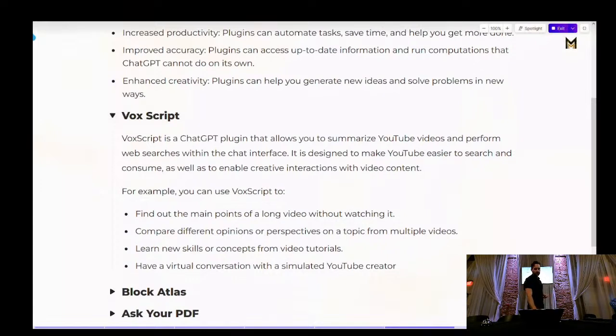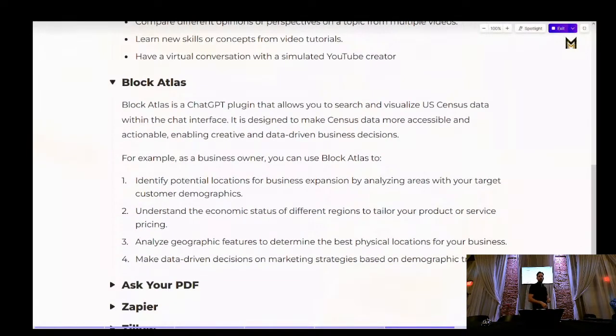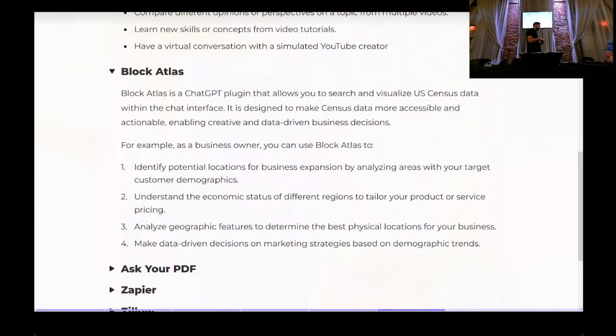The next one's Block Atlas, which pulls off of US Census data. And so you can interact with this. And as a business owner, the example that I asked you to give, potential locations for business expansion, economic status of those areas. If you're looking for a certain demographic, you can find where that demographic is most heavily populated, right? Let's say you're trying to go after adults age 55 plus that make over $200,000 a year. You can ask it, what are the top 10 zip codes that fit that criteria, and you can then go out and target your Google Ads campaigns specifically to those people, rather than trying to find that information yourself.